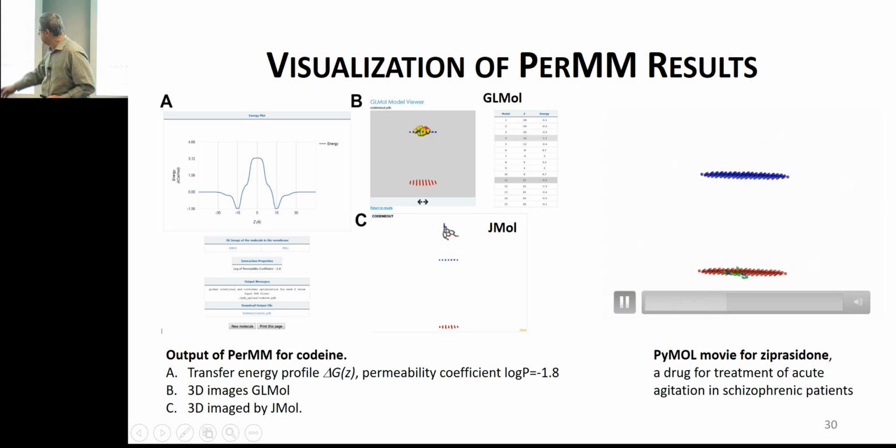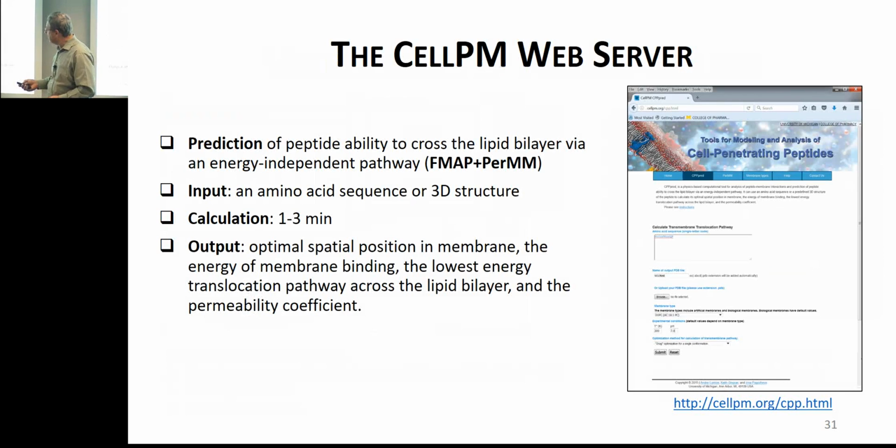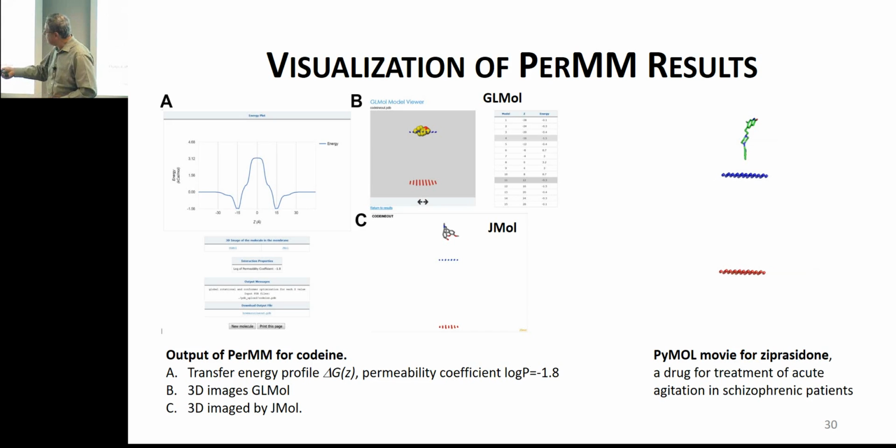This is ziprasidone, used as an example of a drug molecule. But again, this is a kind of free energy profile of transfer. And it's exactly the same model as for proteins and peptides, because this is a general physical model that can be used for proteins, peptides, small molecules, whatever.